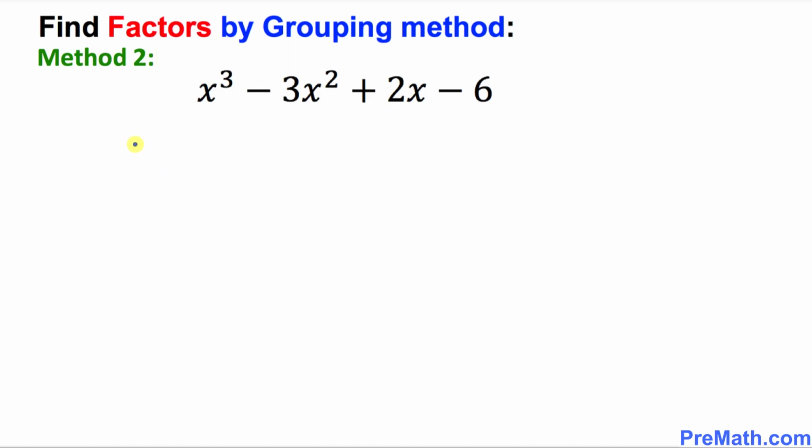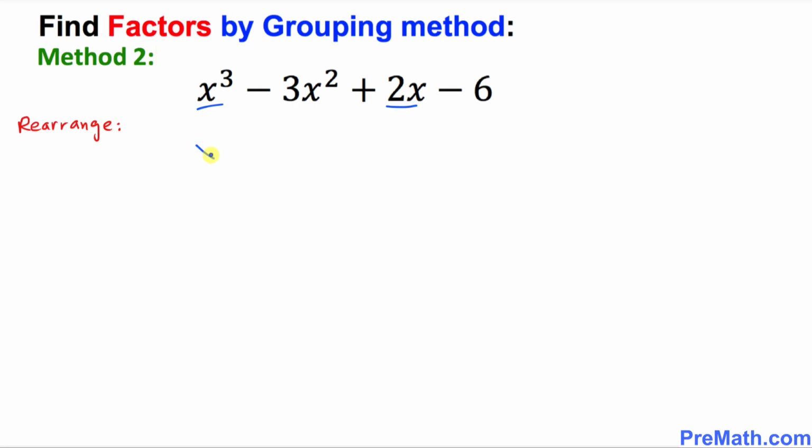Now here's another method, number 2. Do you recall in the previous example, we made these two groups? One group, and this is the second group. What if somebody is fussy or picky and wants something else to be another group? Let's group these two terms and these two terms as well. That means we're going to rearrange them. Let's go ahead and rearrange them.